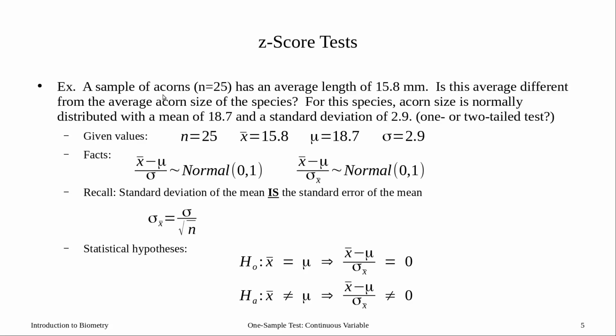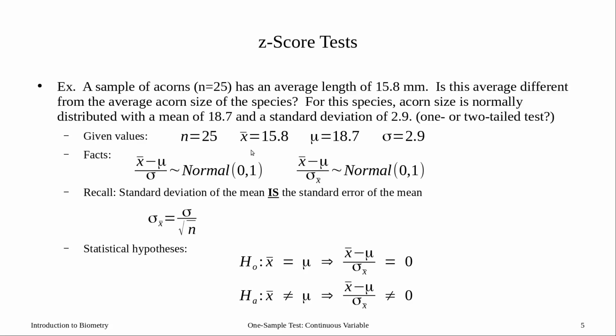All right, so in this problem, we have some given values. We have a sample size, n, that's 25. We have our sample mean, 15.8. And we have our population mean of 18.7 and population standard deviation of 2.9. Now, what do we know? We know that if we take our sample mean minus the population mean and divide by the standard deviation, that this approximates a normal distribution, 0, 1.